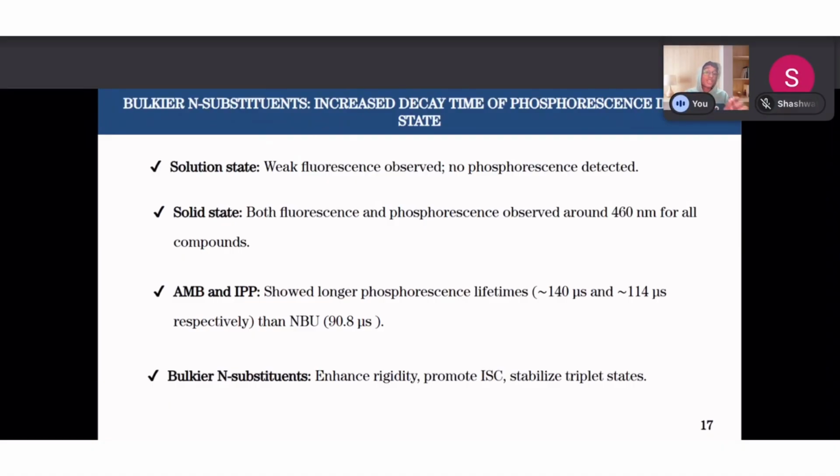Thus, bulkier N substitutions will enhance the rigidity, they will promote the intersystem crossing, and they stabilize the triplet state much more as compared to the less bulky substitutions. And also, the intensity of the phosphorescence emission is much better as compared to the flexible chains.